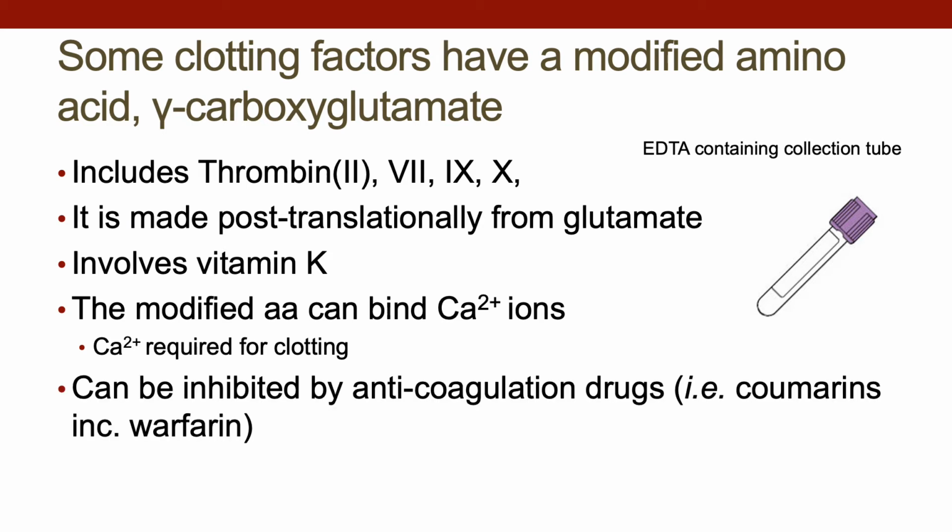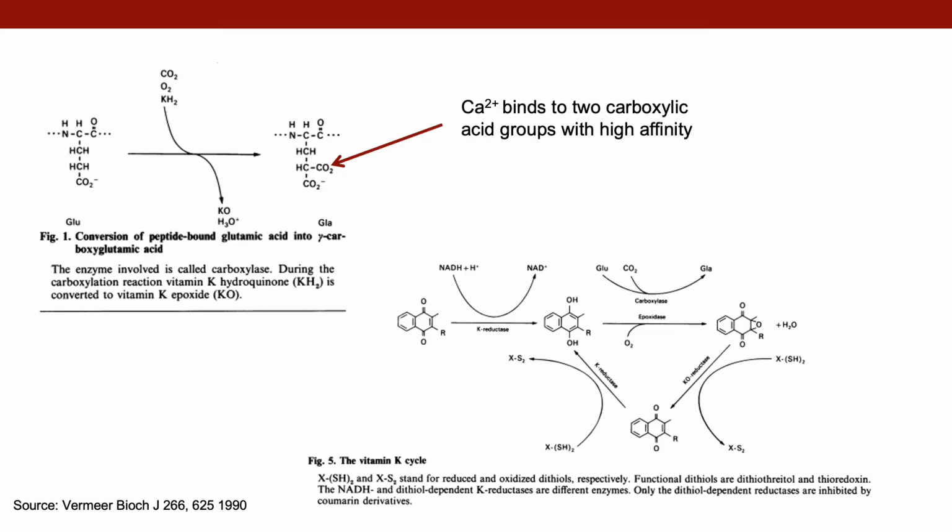And the process of modification is blocked by some anticoagulation drugs called coumarins. And warfarin is the best known of those kinds of drugs. So if you block this gamma-carboxyglutamate, you can actually block blood clotting. And that's used pharmaceutically.